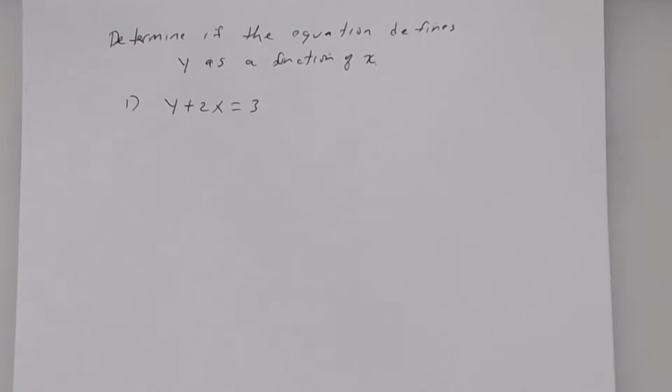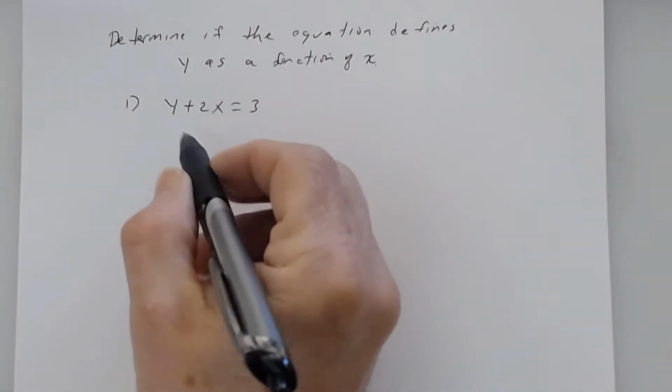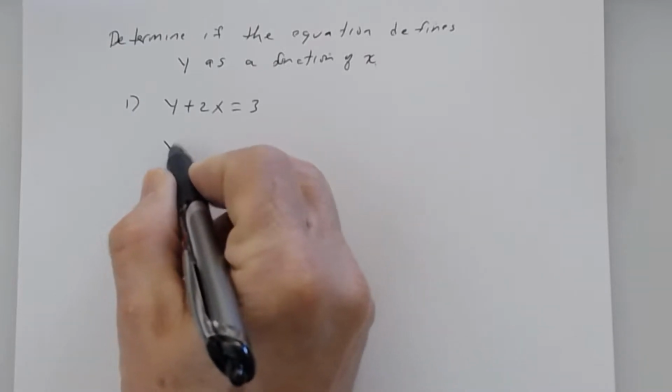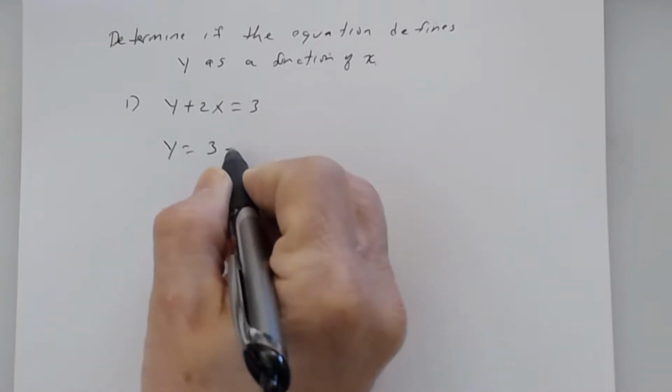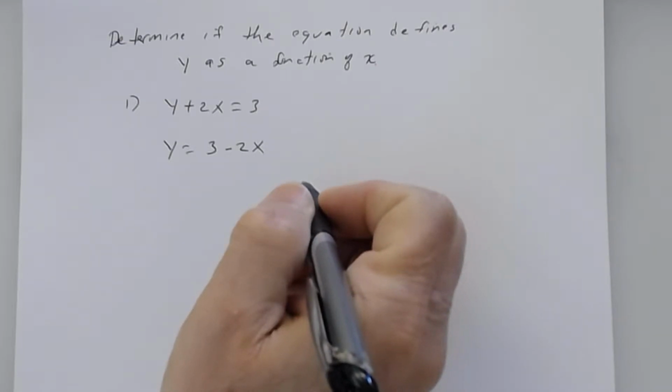Do any of you? It's a line. Because what kind of equation is this? Linear. And you notice that this is a line then, right? So if I get y by itself, I get y equals 3 minus 2x, yes or no? You agree?